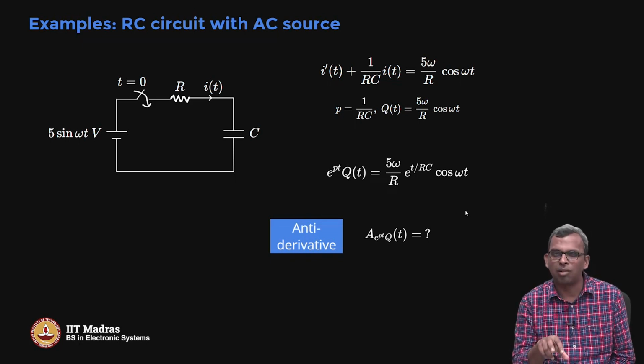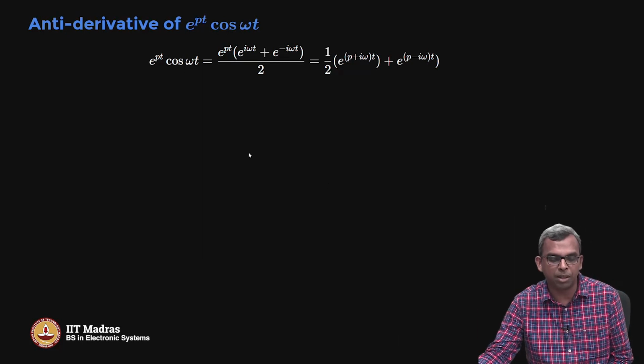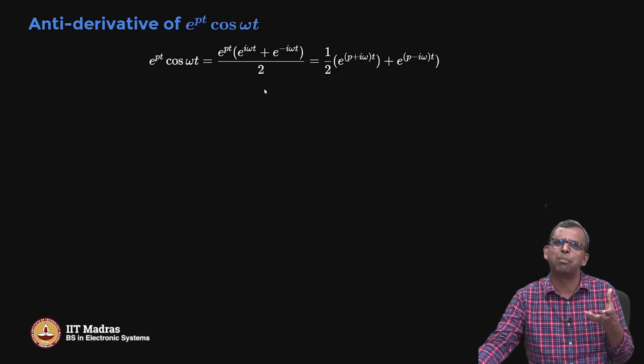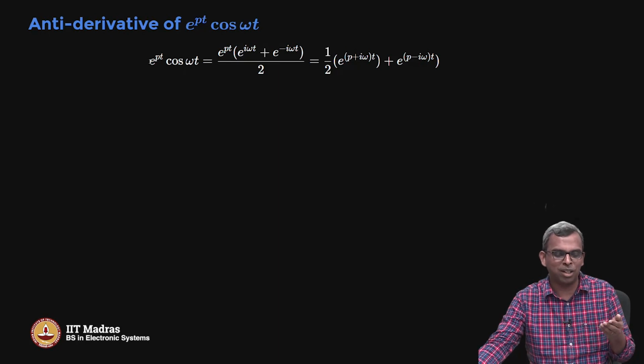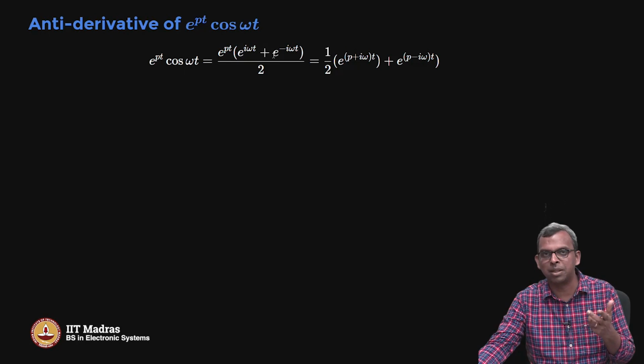So this involves a bit of calculation. So let's see how we do that. Okay, so this takes a little bit of effort. Let me just quickly go through it. So e power pt times cos omega t. I'm going to write cos omega t in terms of the complex exponential. Notice how complex numbers enter the picture. So in a way you're learning trigonometric function, exponential function, complex exponential, complex numbers. So complex numbers enter the picture and really help you.